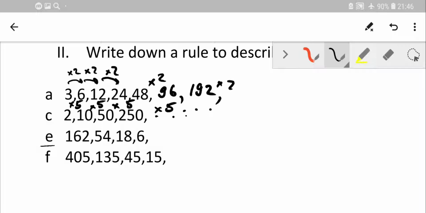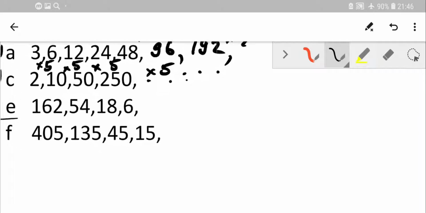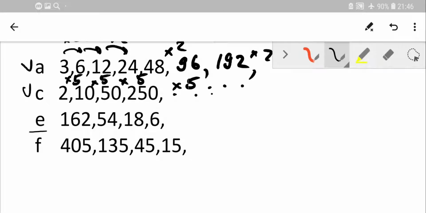So next, E. So all that is done. 162, 54, 18, 6. Let's see what we can do here. So 162 and 54. So probably it's about division, right? So we start from 162. If we divide by 3, we exactly get the next term. So 54 by 3, that's 18. 18 by 3 is 6.